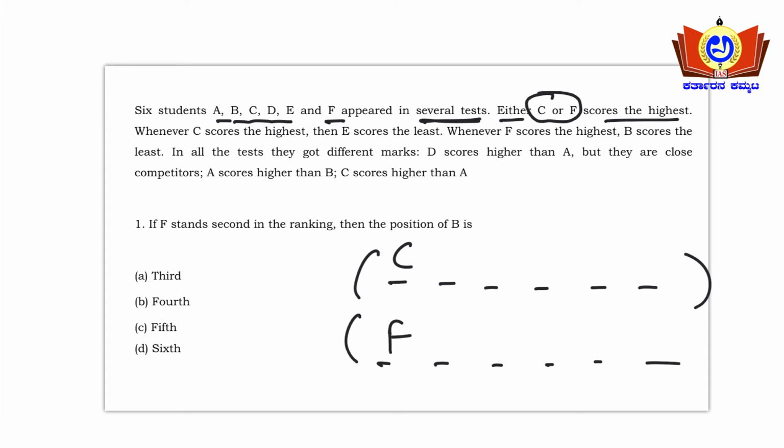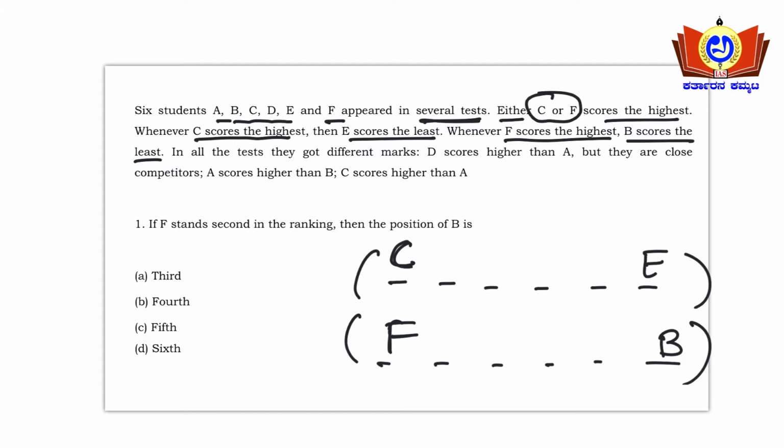Whenever C scores highest, E scores the least here. So if C scores highest, then E will be in the last position. And whenever F scores highest, B scores the least here. So this condition is given here. In all the tests they got different marks.